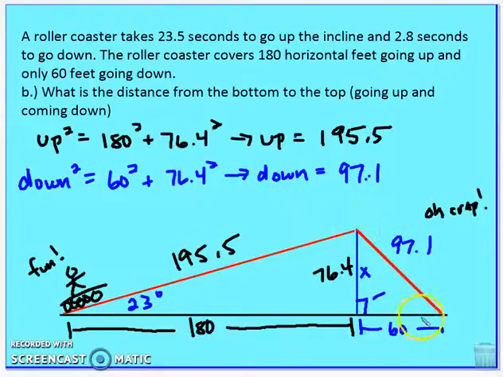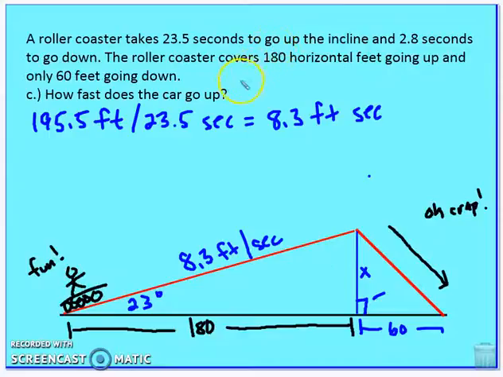And then we know this value here, going down, is 97.1. So we add the two together. That's the distance going up and then coming down. Okay, how fast does the car go up? We know that we're going at 8.3 feet per second, given that we've traveled 195 feet in 23.5 seconds. So 195 feet divided by 23.5 leaves us with 8.3 feet per second.